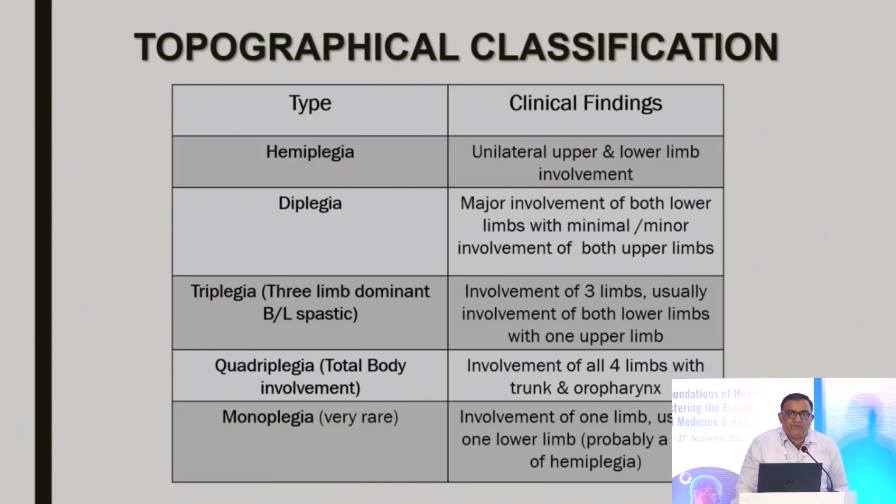The other conventional classification which we have is the topographical classification, where we have hemiplegia, which is unilateral upper and lower limb involvement. Then we have diplegia, which is major involvement of both the lower limbs with minimal or minor involvement of both the upper limbs. Triplegia, also known as three-limb dominant bilateral spastic, where we have involvement of both the lower limbs with one upper limb. Quadriplegia, which is also known as total body involvement, which is involvement of all four limbs with trunk and oropharynx. Monoplegia, which is very rare. They say it's involvement of one limb only, but usually they say it's a case of hemiplegia where one limb is minimally involved.